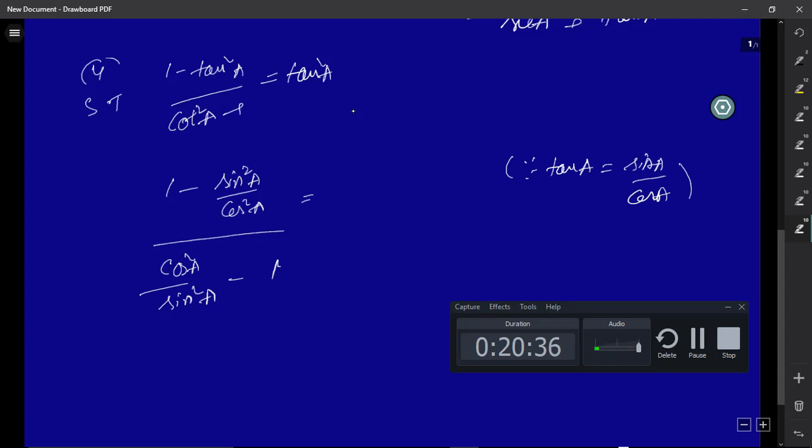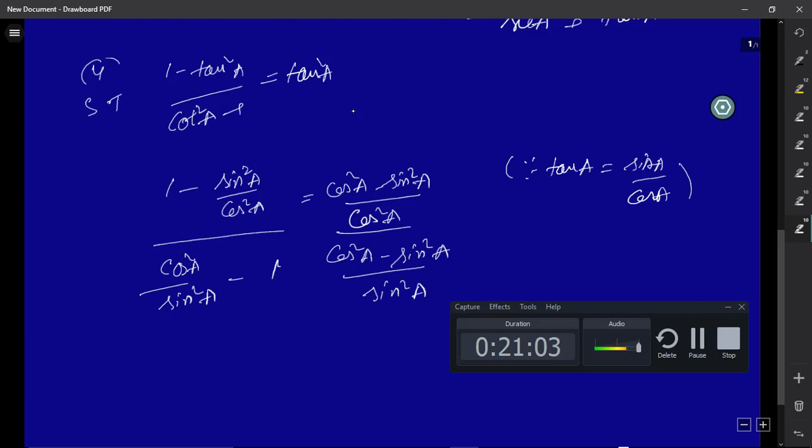Now I'll just cross multiply this. The numerator becomes cos square A minus sine square A by cos square A, so this cos square A multiplies and then it divides. And similarly for the other one, sine square A into 1 is sine square A by sine square A. Now this complete thing is my numerator, and this complete thing is my denominator.